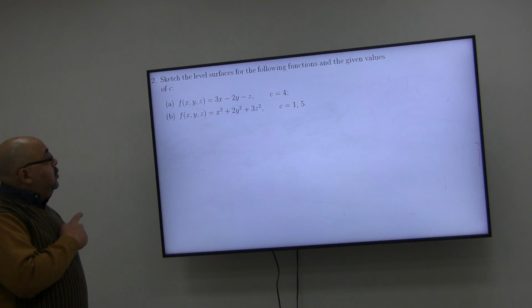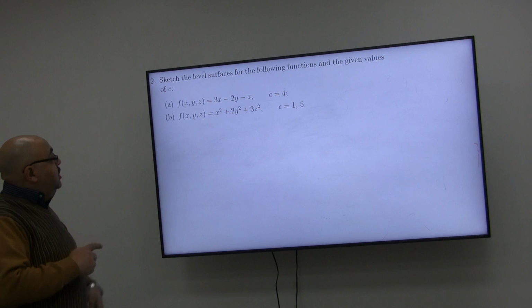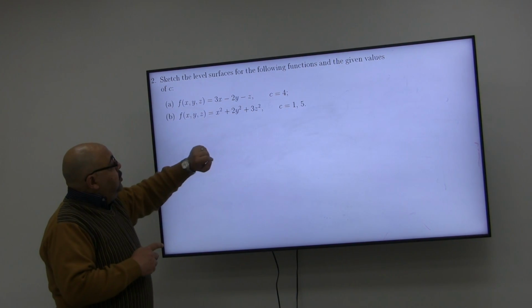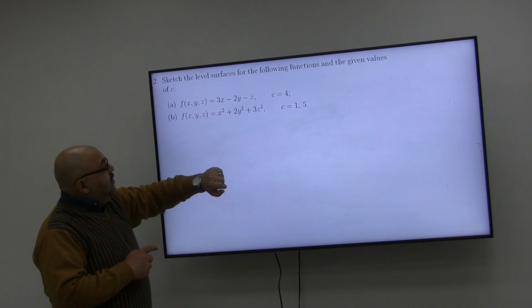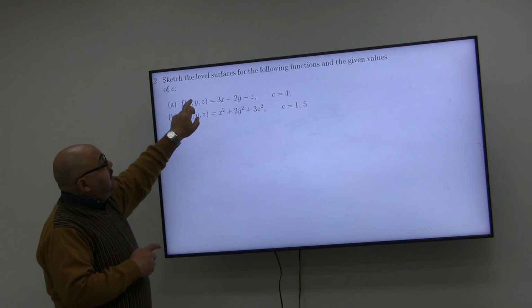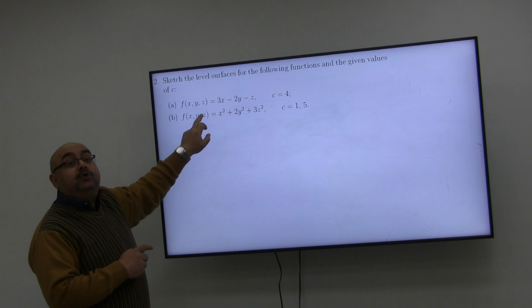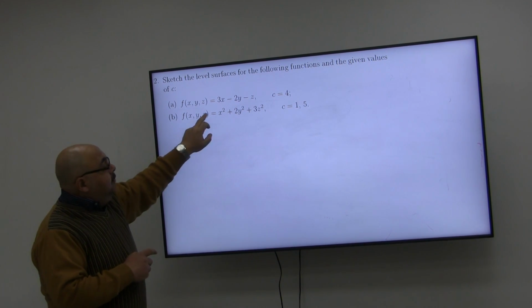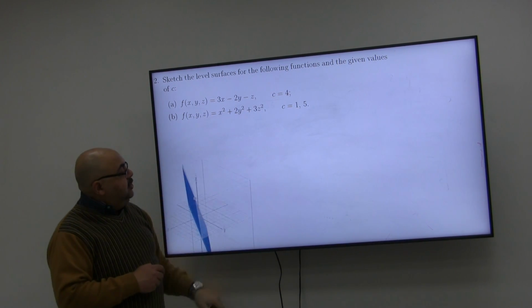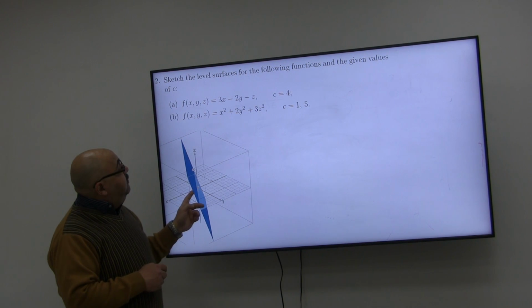This is also an equation of a plane. If you just replace this with 4, or replace this with 1 and 5, the first of them is going to be a plane. The second equation will be ellipsoids: one ellipsoid at 1 and the other ellipsoid at 5. That's the equation of a plane.